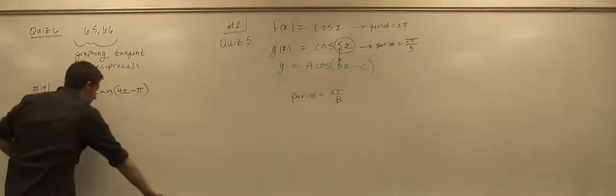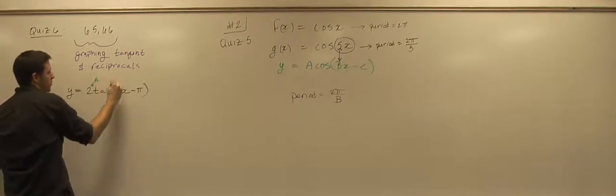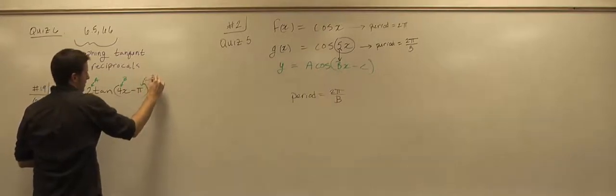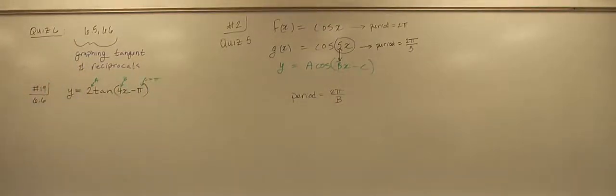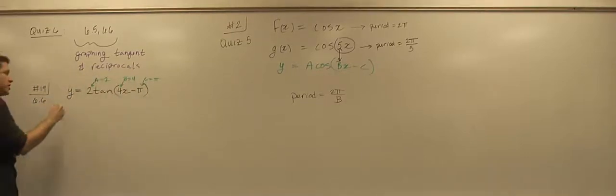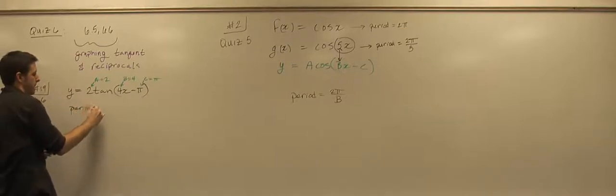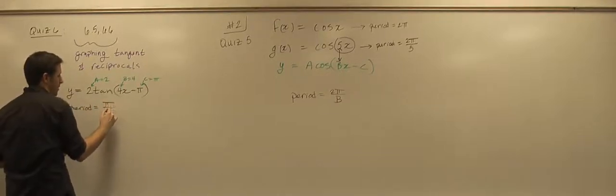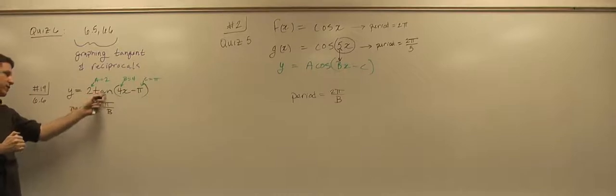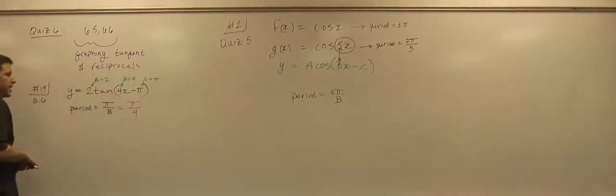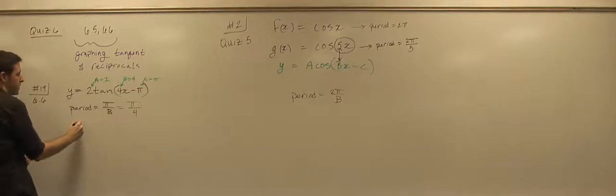Okay, so let's start labeling A, B, and C. A is 2, B is 4, C is pi, positive pi because you switch the sign. To get the period of tangent, you do pi over b. That's the formula for tangent, because the original tangent graph has period pi. So for this more complicated tangent graph, the period is pi over 4.